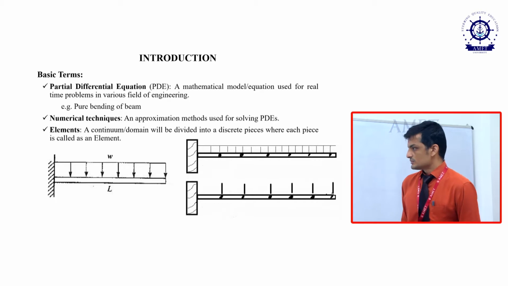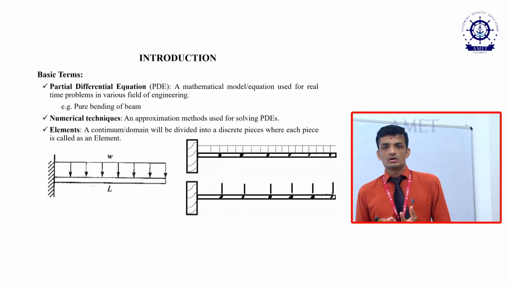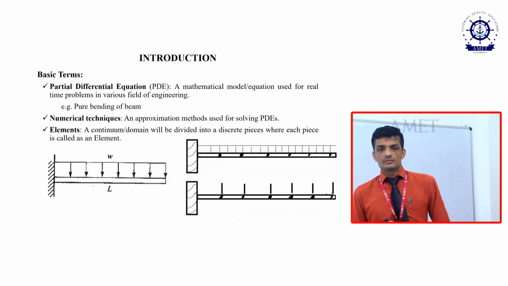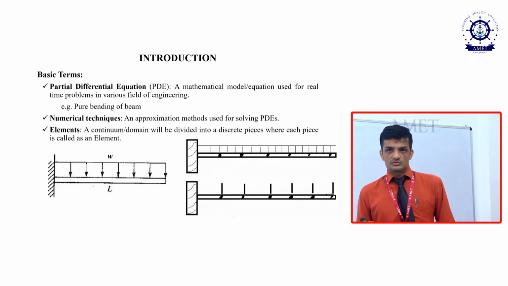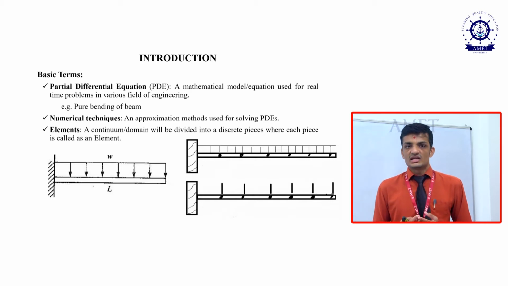Apart from that, there is something called elements. You have a mathematical model, and you go along with one of the numerical techniques. The first step of any numerical approach is that you discretize the domain; you break the actual problem into small elements. If it's a beam, I'll take segments of it, and in finite element analysis each segment is called an element. A beam can be broken down into 10 elements or 1000 elements.